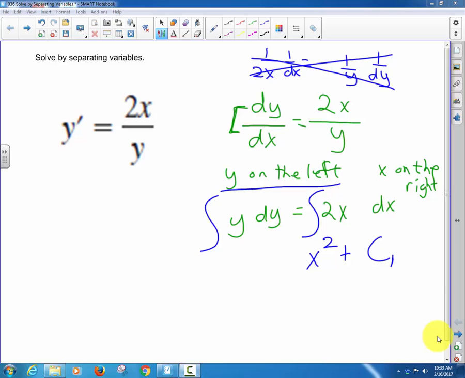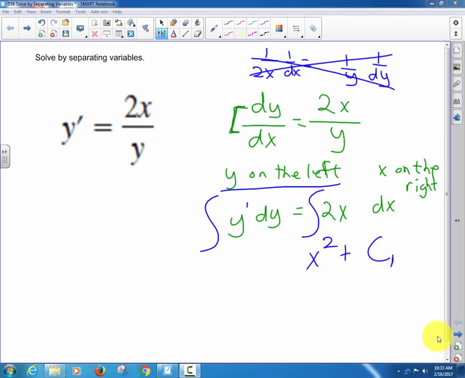Well, now y is a variable here, okay? This says dy. So think of this as integrating, just like 2x was over here. Think of this as y to the first power. So what are we going to get then for it?